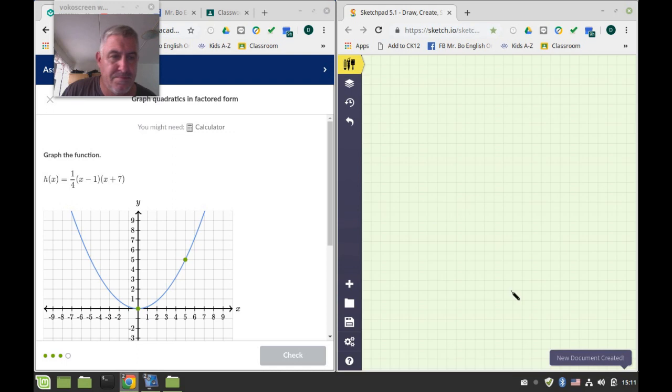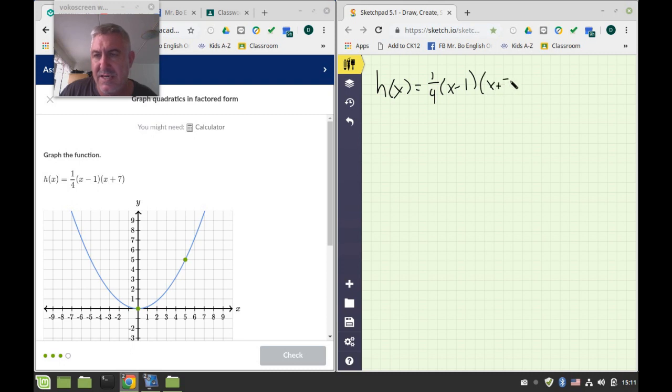Question number 2 here. Now we don't have a y function. Now we have an h function, h of x, but it's going to look the same way. The way to solve it is the same way. It's just function notation, right? x minus 1 and x plus 7. So I want to find the x-intercept. So I want to find out where y equals 0, or in this case where h of x is equal to 0.